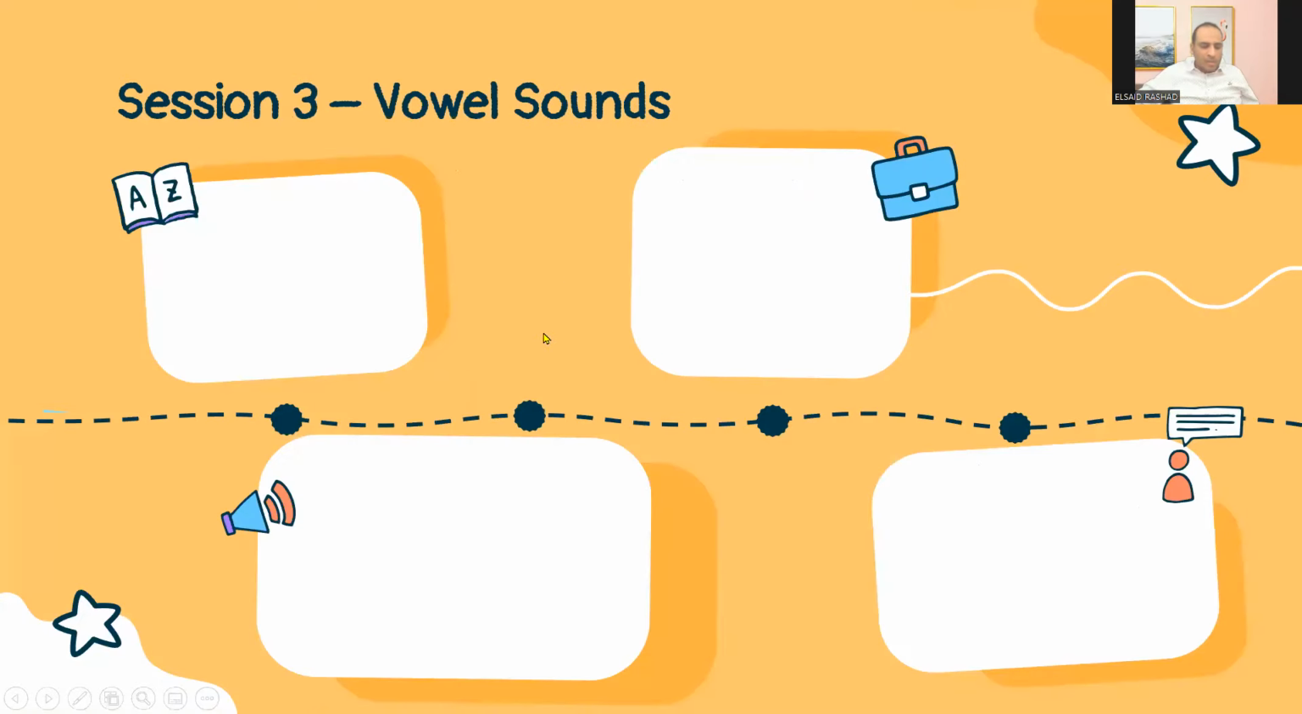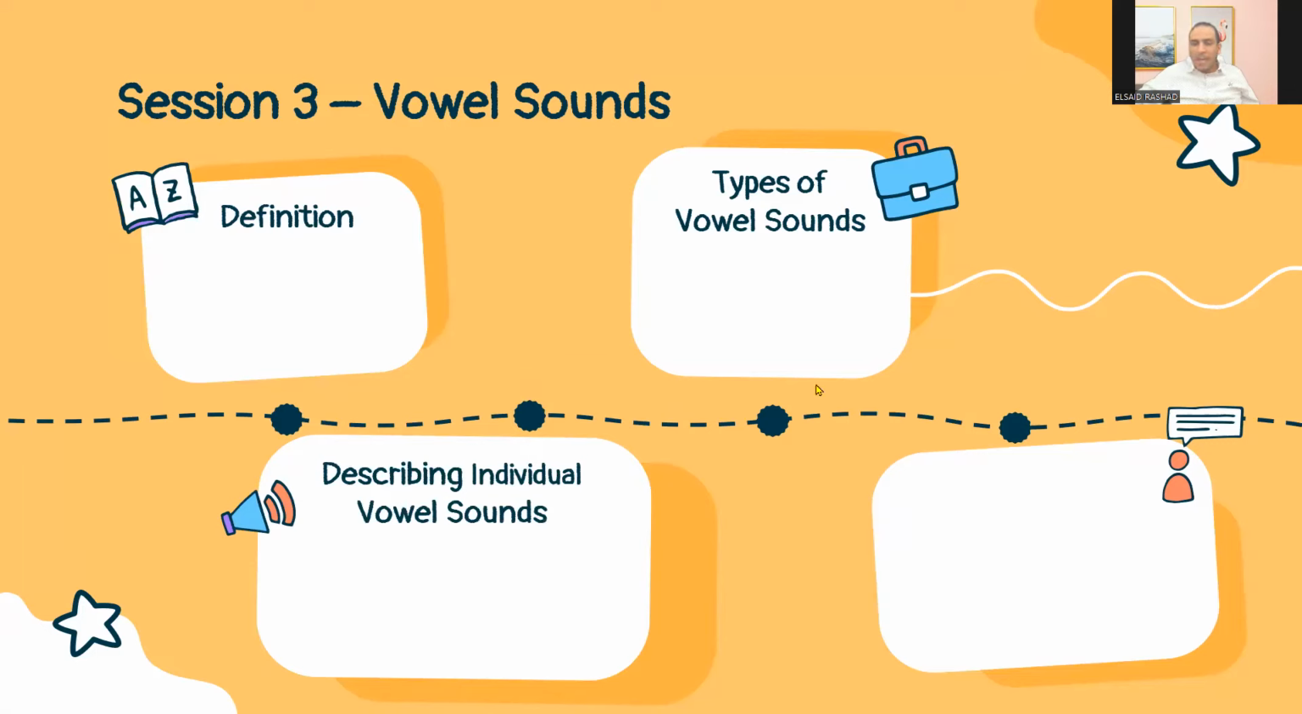All right, vowel sounds. Same thing. We start with the definition of vowel sounds, and then we move on to short vowels, long vowels, the types of vowel sounds, and then how to describe individual vowel sounds, and finally problems and solutions. For example, for Arab learners, we have a problem with one of the sounds, which is o, like the word coat, you know?